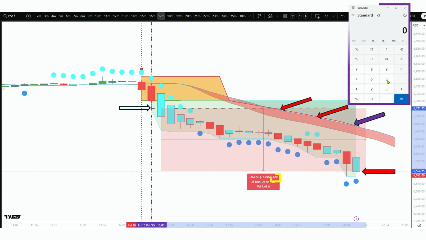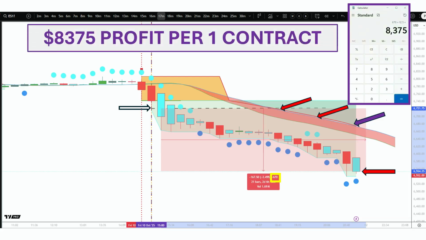This particular trade was 670 ticks. That worked out in real terms is 670 times $12.50 per contract. This is one contract. That's $8,375 profit per one contract for this trade. So with the YM, it's over $10,000 profit for those two trades on this confluence strategy.